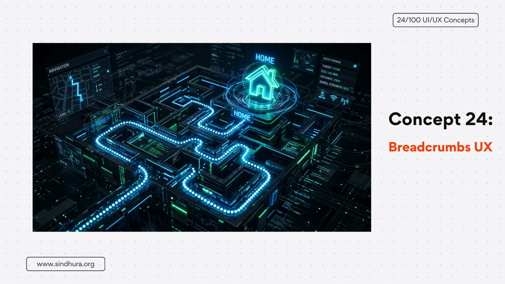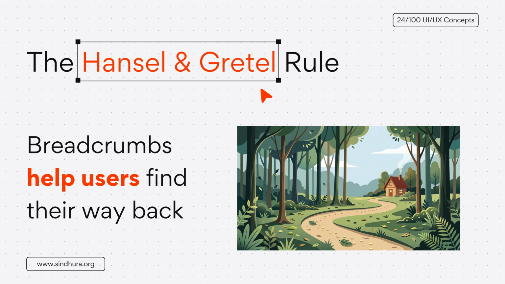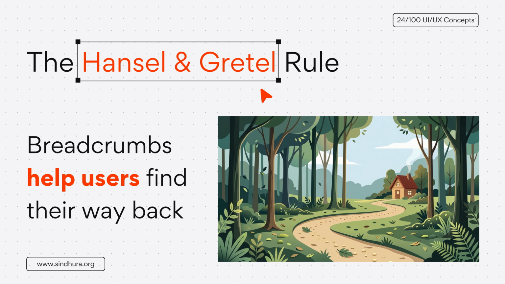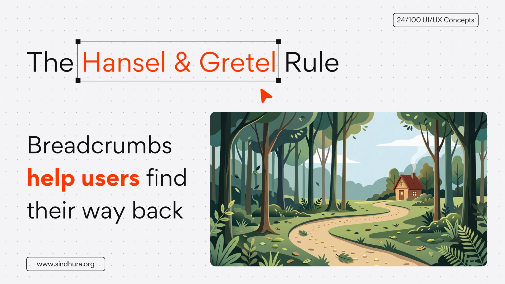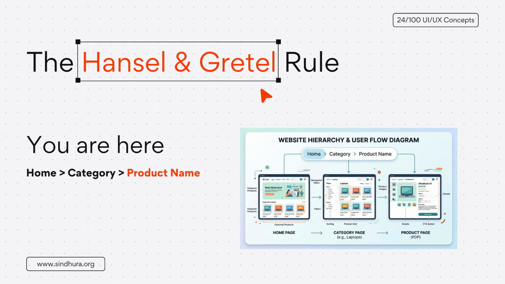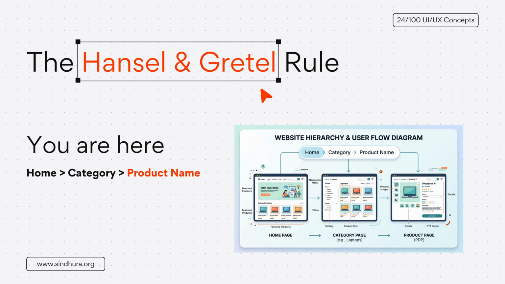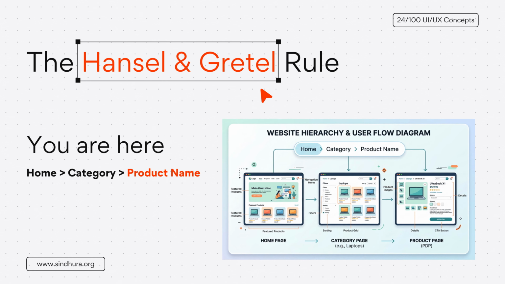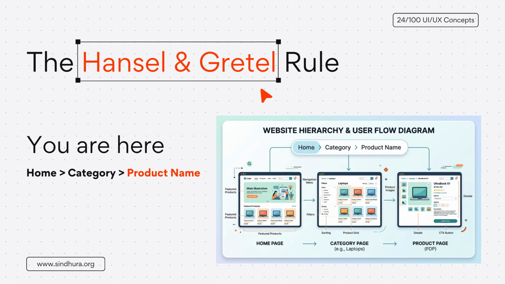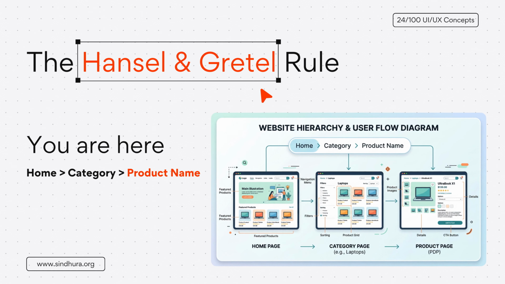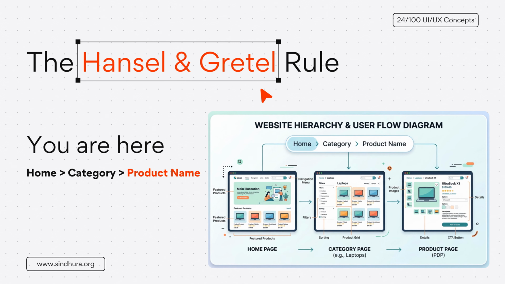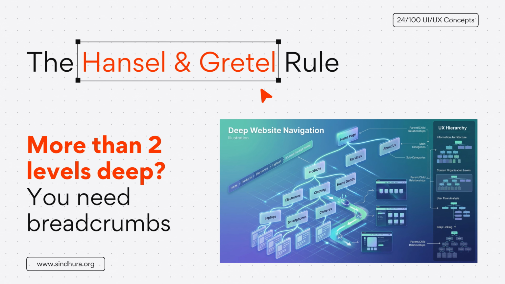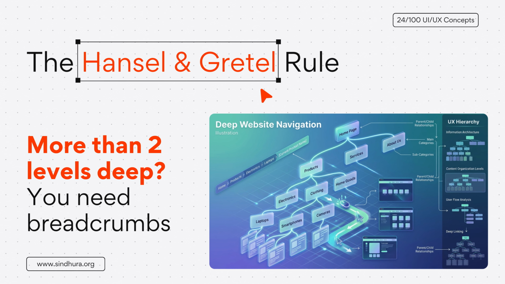Welcome to Concept 24. Breadcrumbs get their name from the fairy tale Hansel and Gretel, who left their trail of crumbs to find their way out of the forest. In UX, breadcrumbs are a secondary navigation system that shows users exactly where they are in the website's hierarchy. They tell the user, here is how deep you are, and here is your instant escape route. If your app is more than 2 levels deep, breadcrumbs aren't optional, they are mandatory.